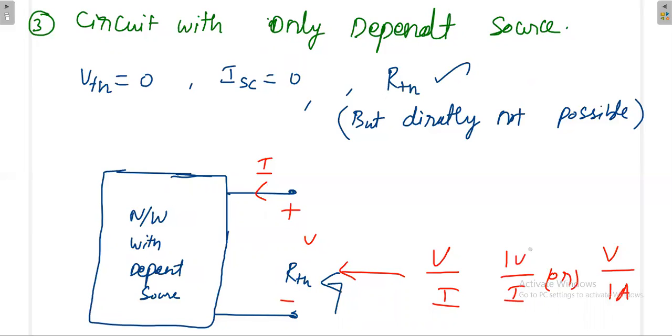Or otherwise you can apply 1 volt source and then find out the current drawn, then 1 divided by I is the answer. Or otherwise you apply the 1 ampere current source, then find out V divided by 1. That will give you the R Thevenin value. Okay, now we'll take one example. So now the third case.